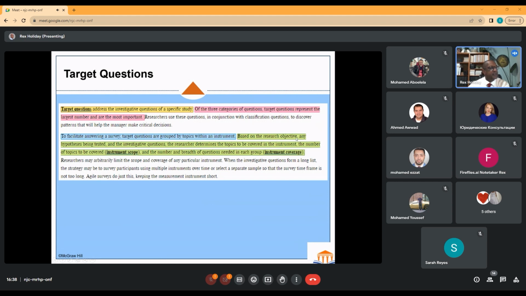Okay, so based on the research objective, any hypotheses being tested and the investigative questions, the researcher determines the topics to be covered in their instrument, the number of topics to be covered, instrument scope, okay, and the number and breadth of questions needed in each group, instrument coverage. So instrument scope and instrument coverage are how they're defining this. Okay. Any questions on this? This target questions.